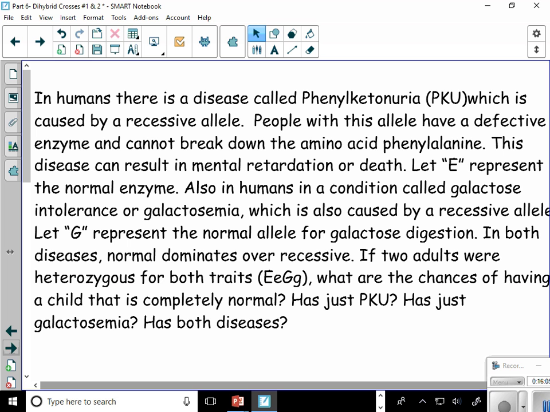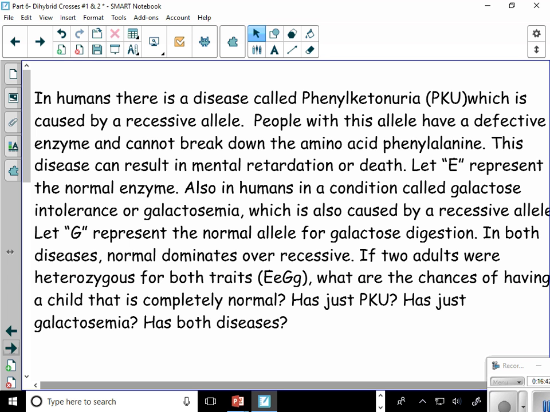In humans, there's a disease called phenylketonuria, PKU, which is caused by a recessive allele. People with this allele have a defective enzyme and cannot break down the amino acid phenylalanine. This disease can result in mental retardation or death. Let capital E represent the normal enzyme, so lowercase e would represent the PKU enzyme.